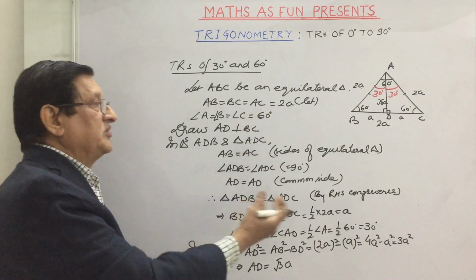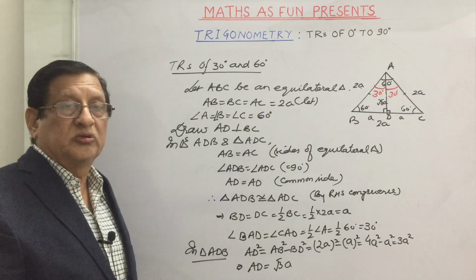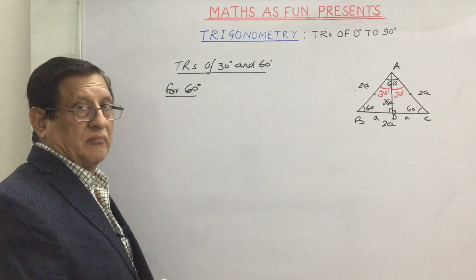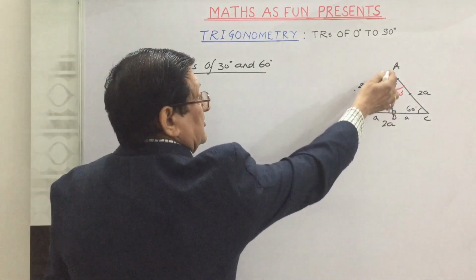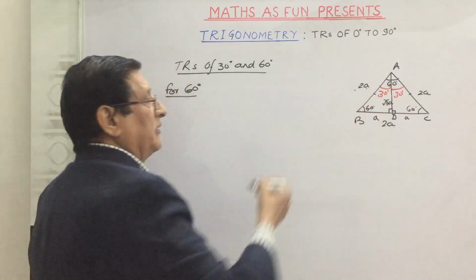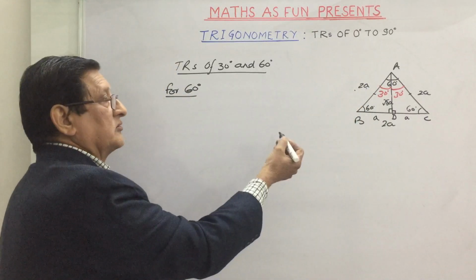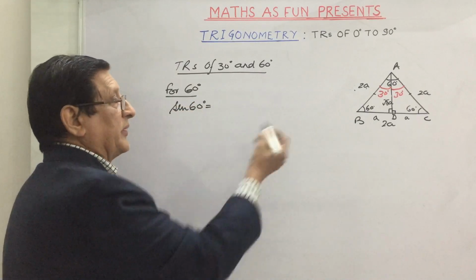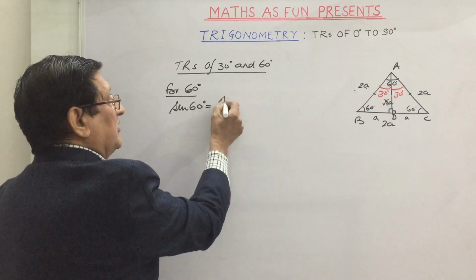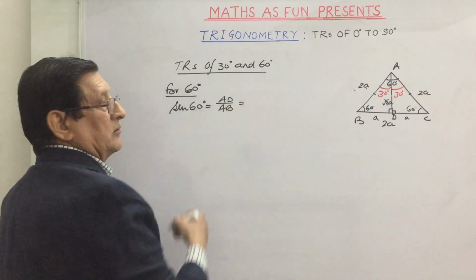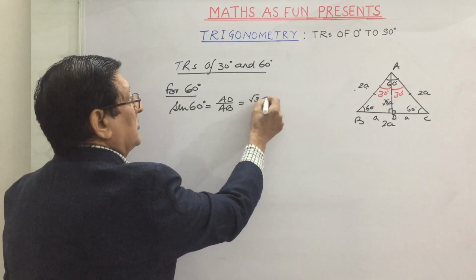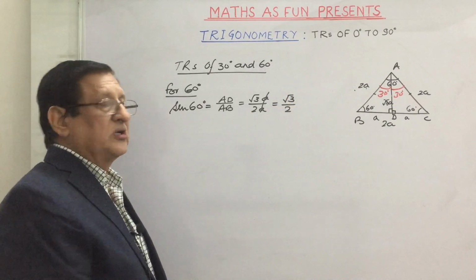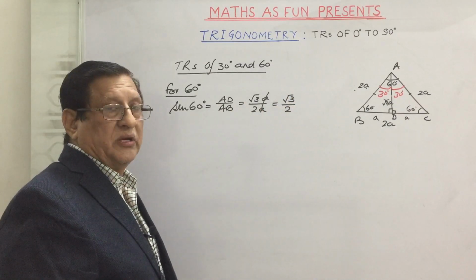After getting all the three sides, we can find the trigonometrical ratios for both the angles. Now let's go for the angle of 60 degrees. We know for the angle of 60 degrees, this will be perpendicular, this is the base and this will be hypotenuse. So we can get the trigonometrical ratios. We will find sine 60, perpendicular upon hypotenuse, that is AD upon AB, that comes as root 3a upon 2a, and this value comes as root 3 by 2. So we got the value of sin 60, that is root 3 by 2.